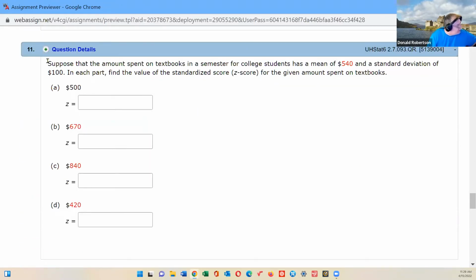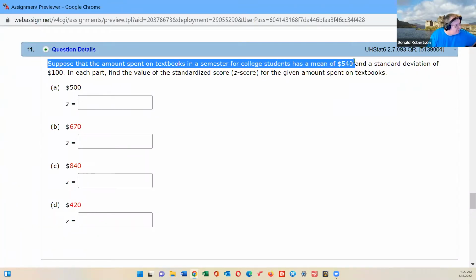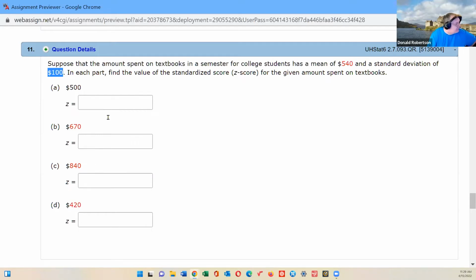Now, in this story, suppose the amount spent on textbooks was a mean of 540 and a standard deviation of 100. Find out what the standardized z-scores for these numbers are. So for instance, if I was doing 500 and I wanted to find out what its z-score is, it's 500, the score, take away 540, the mean, and divided by 100. And that ends up being equal to negative 0.4. And z-scores can be negative.